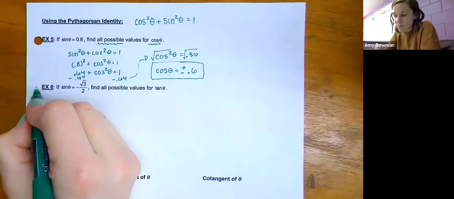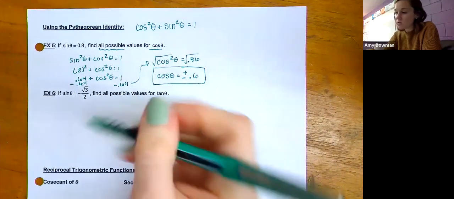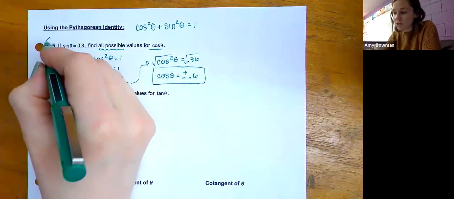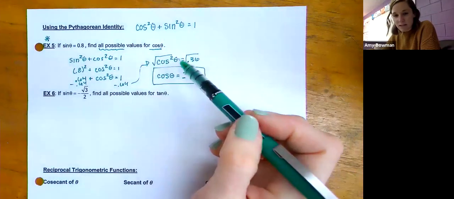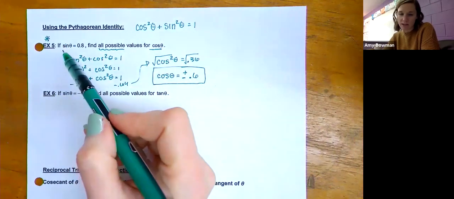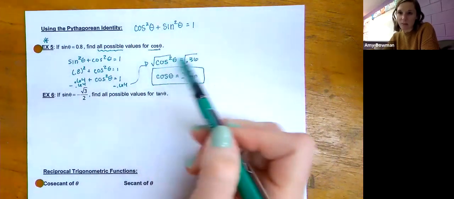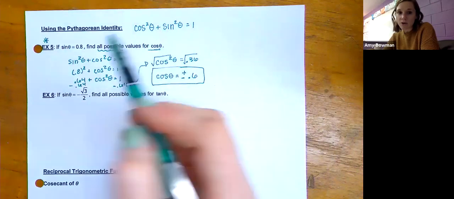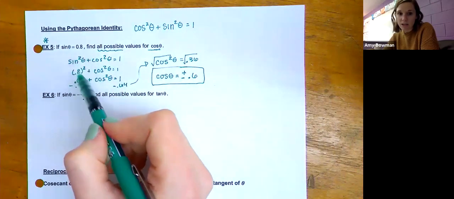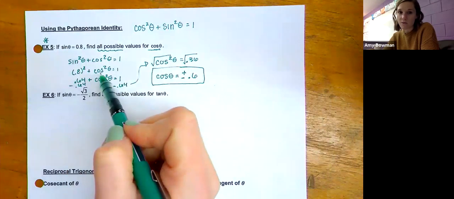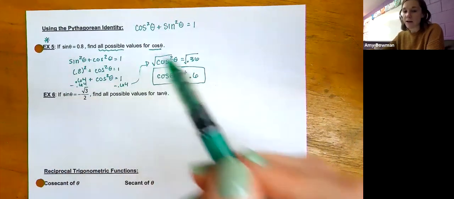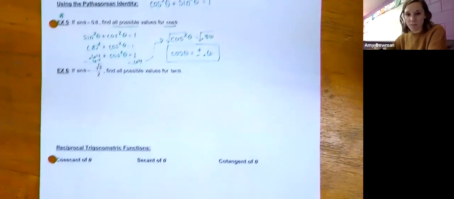I'm going to skip example 6. It's very similar, but I think there's maybe one or possibly two examples on your homework like this. It's just applying that Pythagorean identity. So you're going to take the one you're given, plug it into the formula, and solve for the other one. So definitely come back to example 5 for similar homework problems like that.